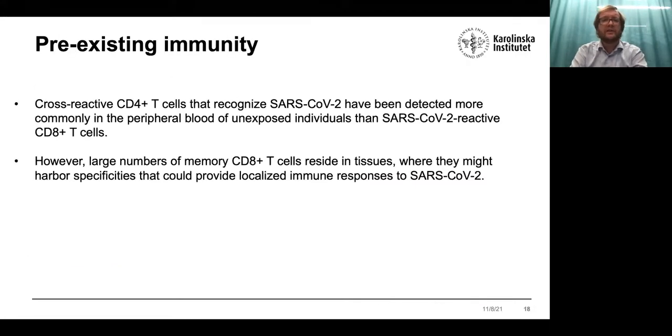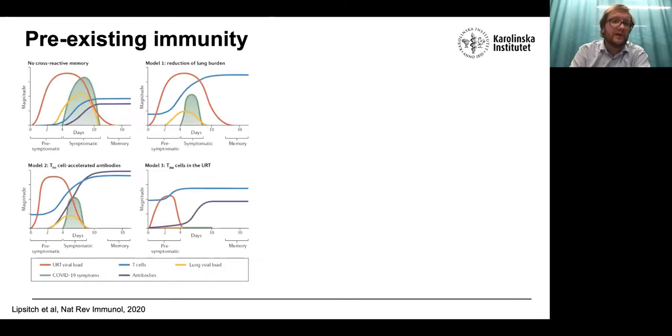So with that said, what we found at this point was also that cross-reactive CD4+ T cells that recognize SARS-CoV-2 are detected more commonly in peripheral blood of unexposed individuals than SARS-CoV-2 reactive CD8+ T cells. However, a large number of memory CD8+ T cells reside in tissues where they might harbor specificities that could provide localized immune responses to SARS-CoV-2. And why would that be of interest?